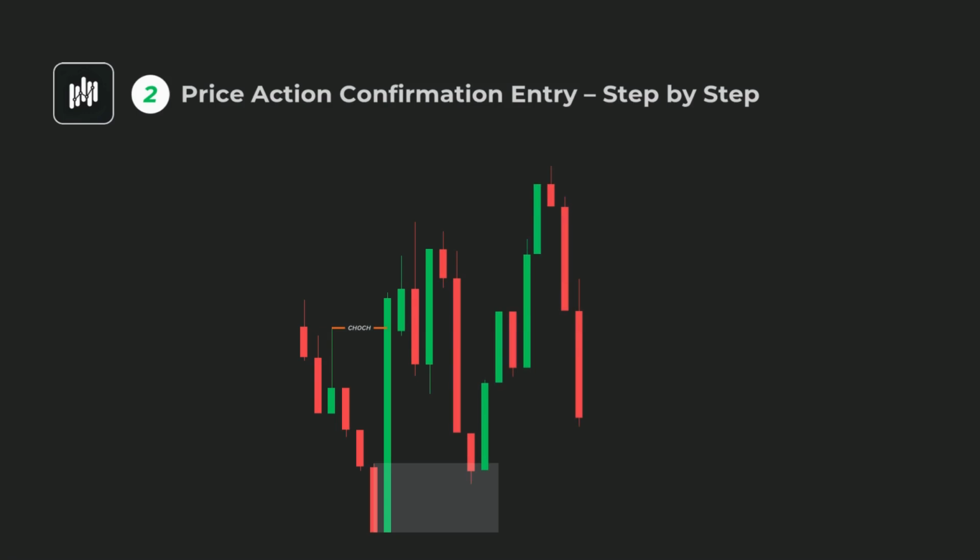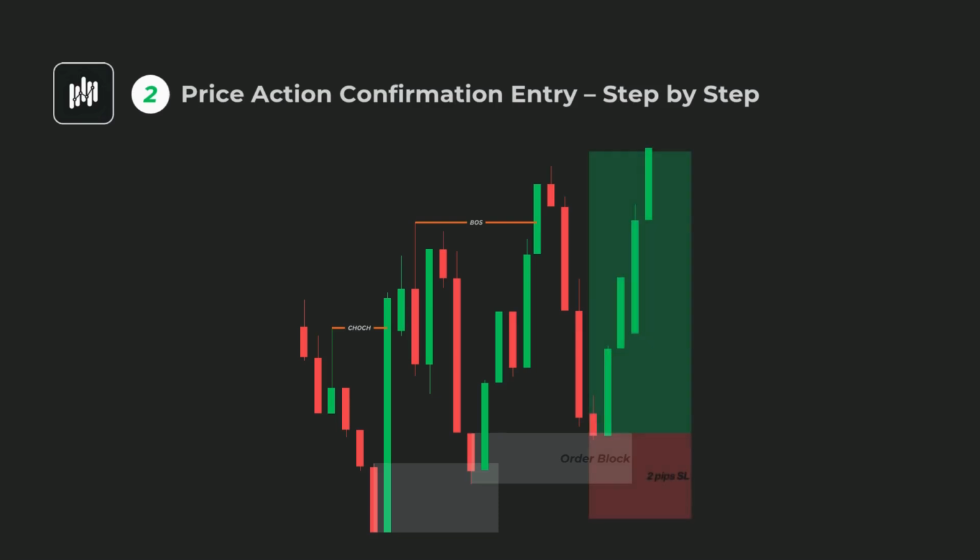Step 4. Now look for a break of structure after the reaction. When the break of structure prints, it confirms the new order block. At that point, you can take your entry from that new order block, with 2 pips stop loss below the entry. This is the full structure of a clean price action confirmation entry.